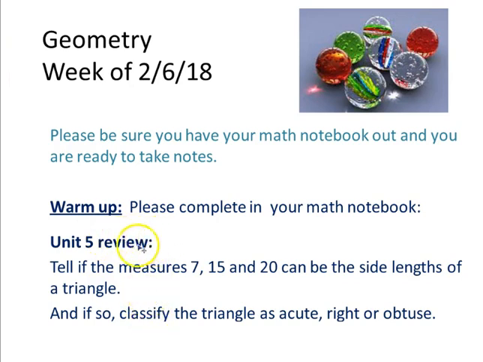So the Unit 5 review question, the warm-up, is that I want you to tell me if the measures 7, 15, and 20 can be the sides of a triangle. So can these sides make up a triangle? And if so, take it a step further and classify the triangle as acute, right, or obtuse. So go ahead and try this in your math notebook. And when you're ready to check your work with mine, go ahead and click pause or play.